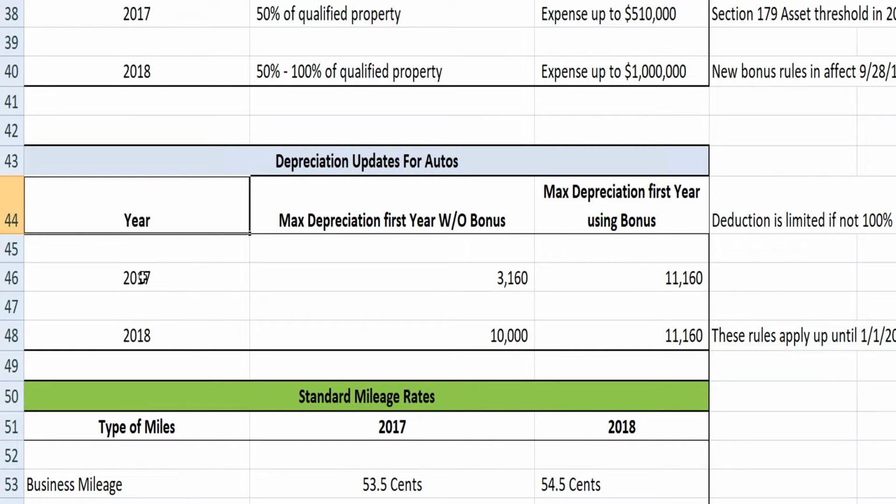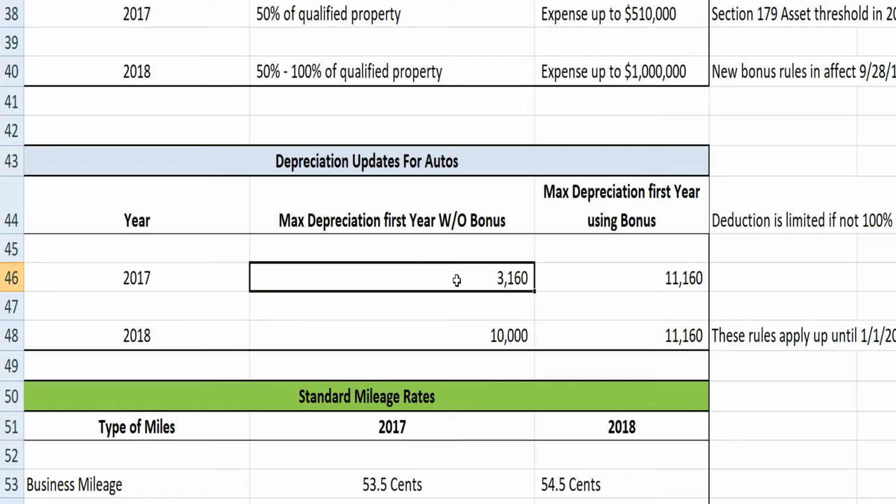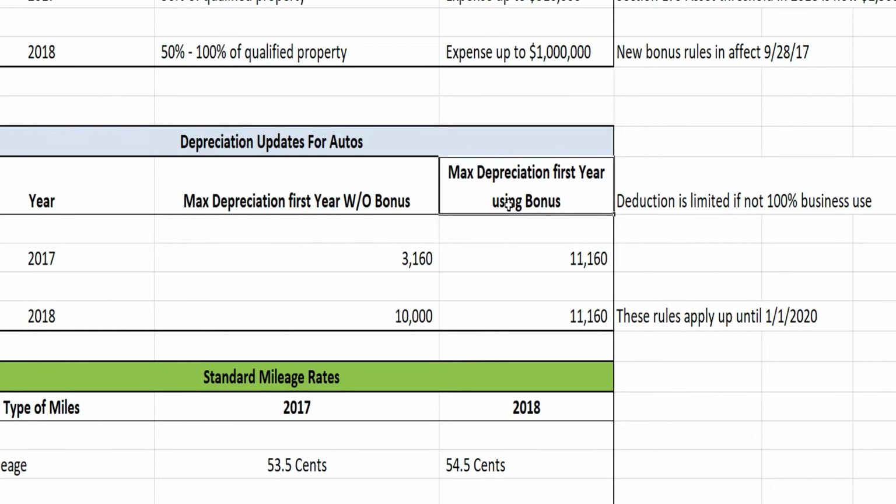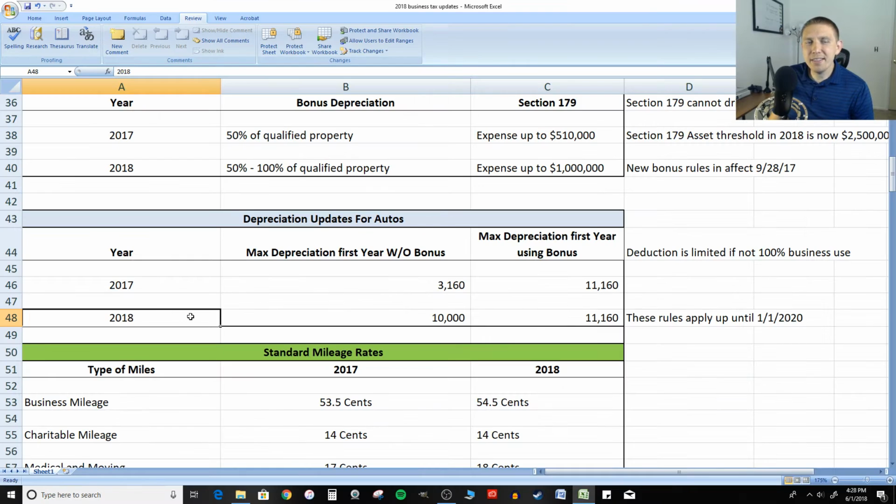Depreciation updates for autos. In 2017, the maximum depreciation we could take in the first year without using bonus was $3,160. Fast forward to 2018, in the first year without even using bonus, we can deduct up to $10,000 through depreciation on that vehicle. Awesome. Now let's look at it with bonus. So in 2017, with taking bonus, you could deduct up to $11,160. And the same looks to be true for 2018. You can deduct up to $11,160 with bonus depreciation in the first year.